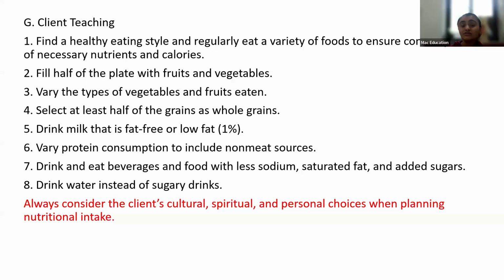Whenever you are planning the nutritional intake of a patient, or planning the diet of a patient, always follow the client's cultural, spiritual and personal choices. We have to keep that in mind.